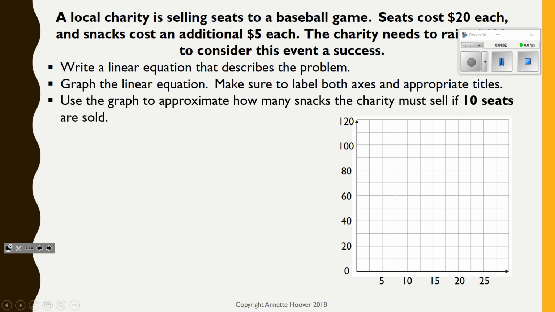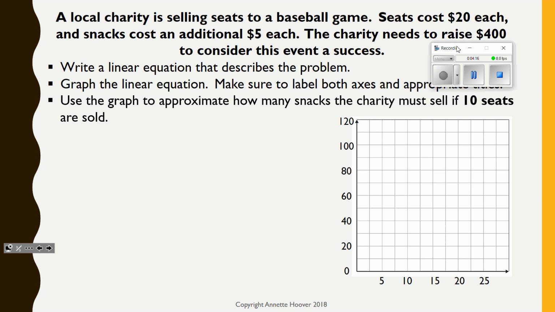All right, let's try again. This time a local charity is selling seats to a baseball game. Seats cost $20 each, and snacks cost an additional $5 each. The charity needs to raise $400 to consider this event a success. Well, again, we have two things: the cost of seats and the cost of snacks. Neither one of them is really dependent on the other, so we can decide how we want to do it. We are going to put the number of seats on the x-axis because they mentioned it first, and we're going to put y for the snacks.